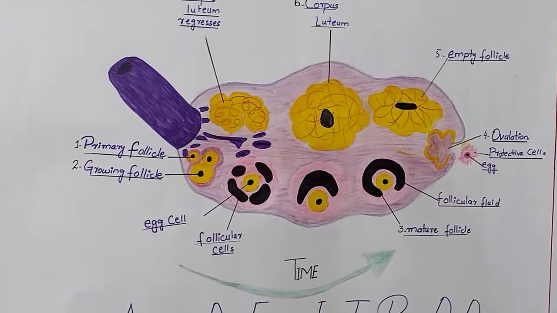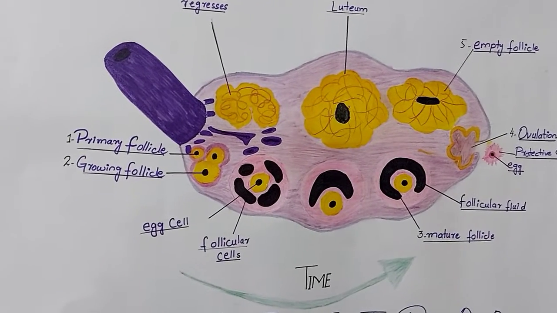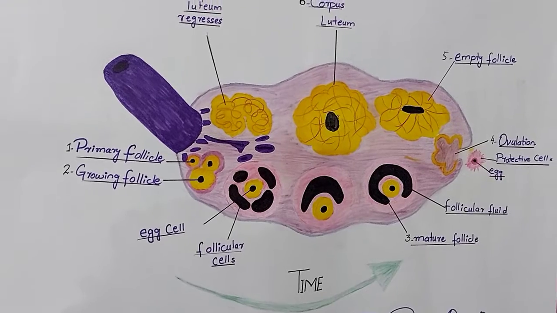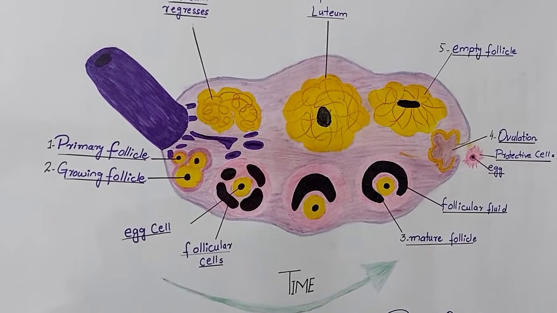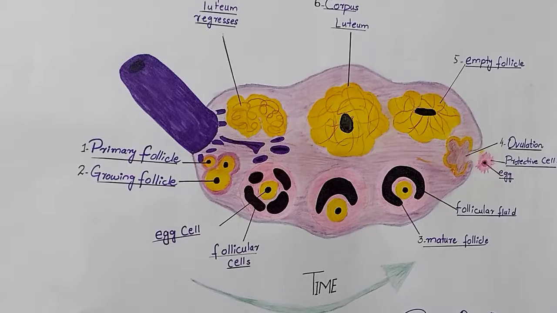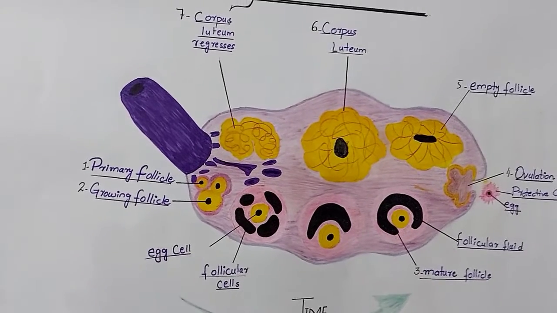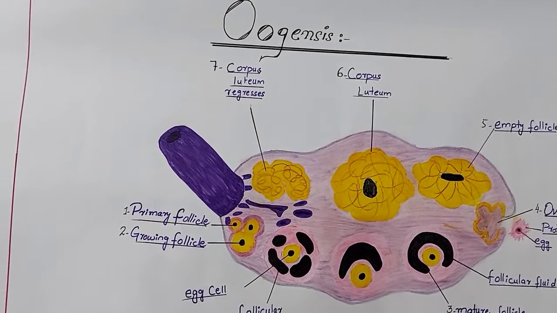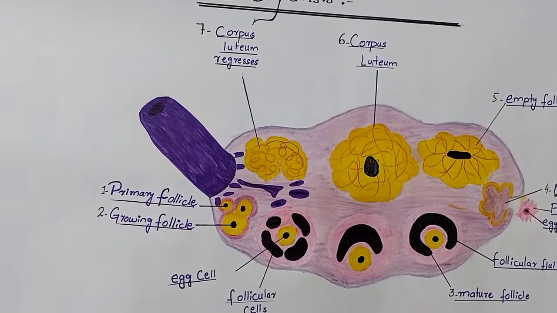As you can see here, this is the anatomy of the ovary. This is the female reproductive part in which the egg is synthesized, and this mechanism is known as oogenesis. I will discuss each and every step of the oogenesis.